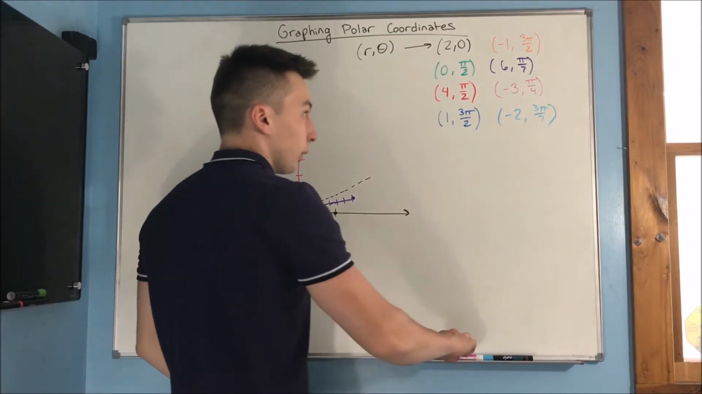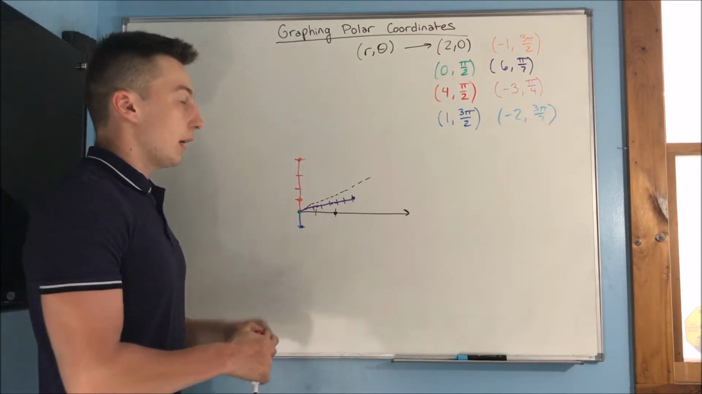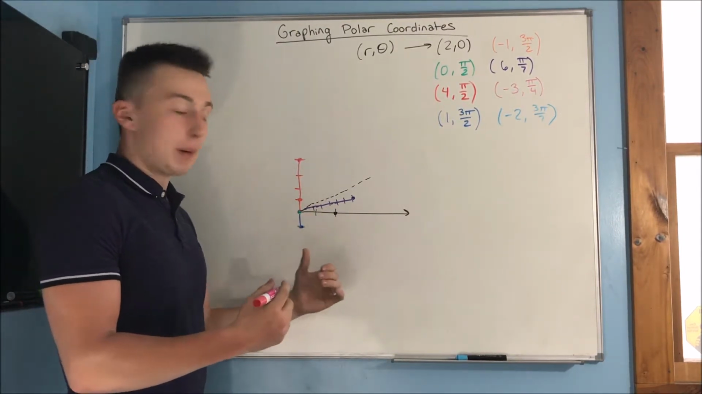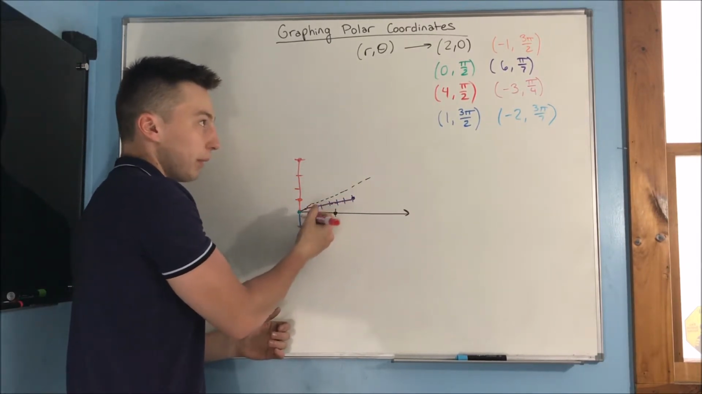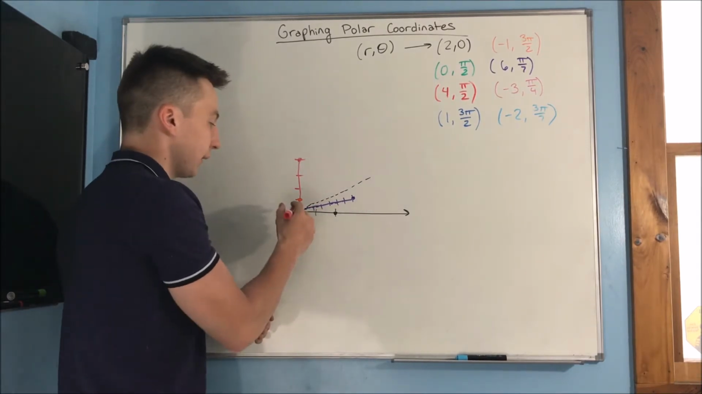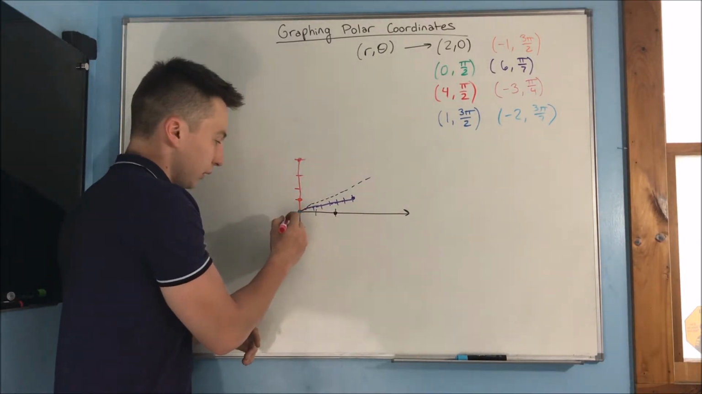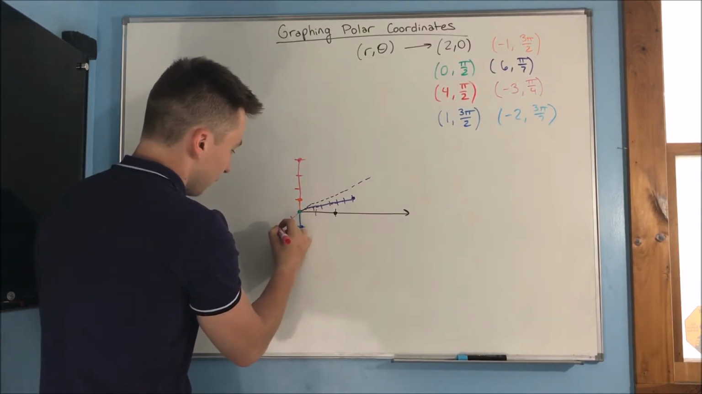All right, next we have (-3, pi over 4), and okay, all that means is that we're going in the opposite direction of pi over 4. So pi over 4 would be 45 degrees. Well, now we're just going to be going in the opposite direction, 3, which is 225 degrees. So we'll count it off: 1, 2, 3, and we will draw our line to the point right here.